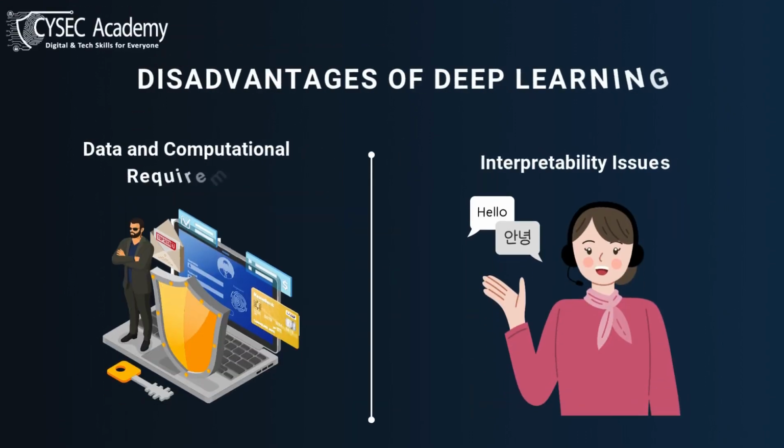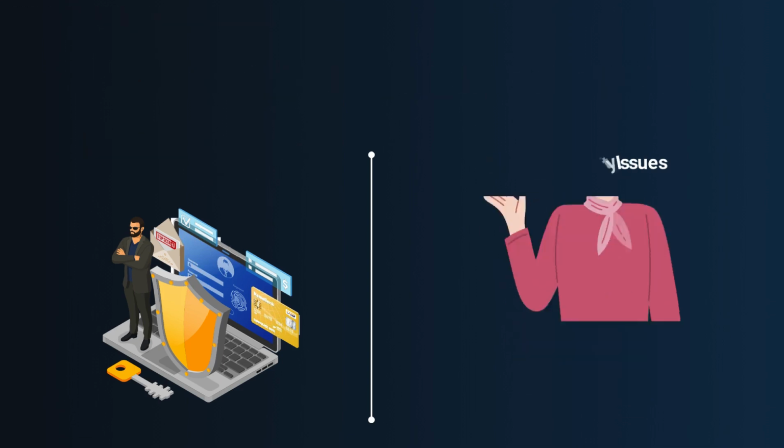Disadvantages of deep learning. 1. Data and computational requirements. Deep learning models require substantial amounts of labeled data and significant computational resources for training. 2. Interpretability issues. Deep learning models are often referred to as black boxes due to their complexity and lack of transparency in how they make decisions.